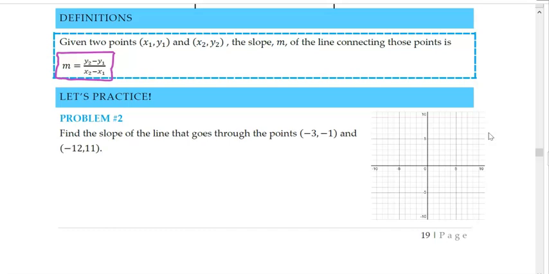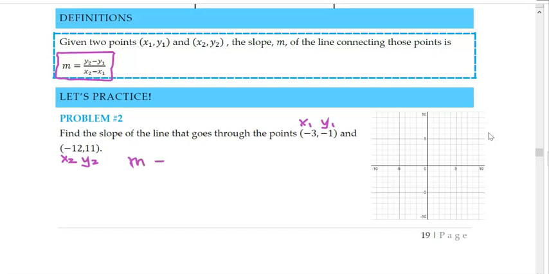Okay, so for this first one, let's go ahead and use this slope formula. So this is my x1, y1, and my x2, y2. It doesn't matter which one we call the first point and which one we call the second point, but just labeling it this way makes it a little bit easier.